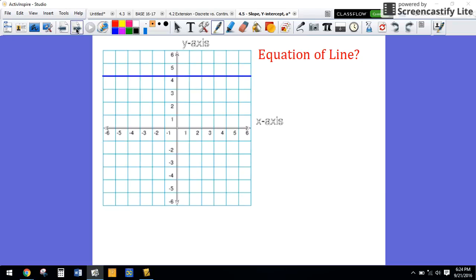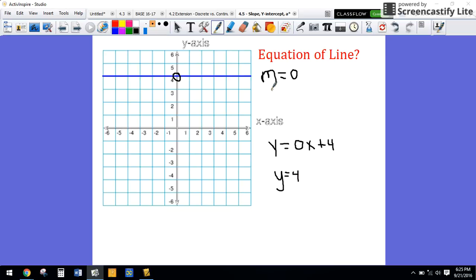Okay, this example is a horizontal line. So actually the slope of this line is 0. So I'm just going to write m equals 0. And my y-intercept is 4. 1, 2, 3, 4. So how I would write this is y equals 0x plus 4. But we know that 0 times anything is 0, so it is actually just y equals 4.